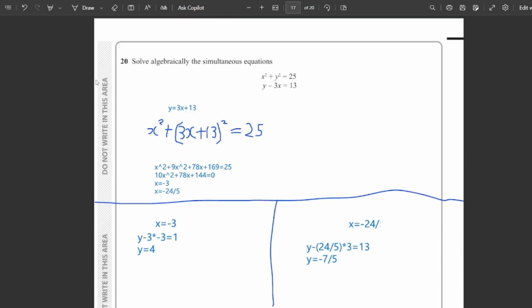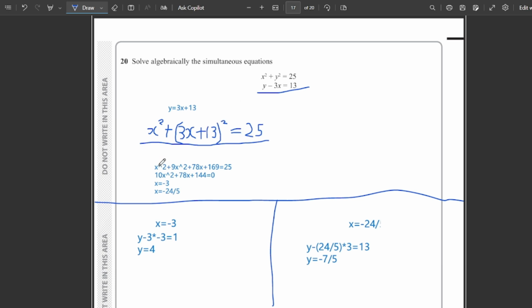Okay, now moving on to question 20, in which we have to solve algebraically the simultaneous equations x squared plus y squared equals 25 and y minus 3x equals 13. Now, if you're used to solving simultaneous equations, especially quadratic simultaneous equations, your first thoughts are probably going to be substitution. And that was my first thought as well, as I added 3x to both sides of the bottom equation to get y equals 3x plus 13, and then subbed that into the top equation to get x squared plus (3x plus 13) all squared equals 25.